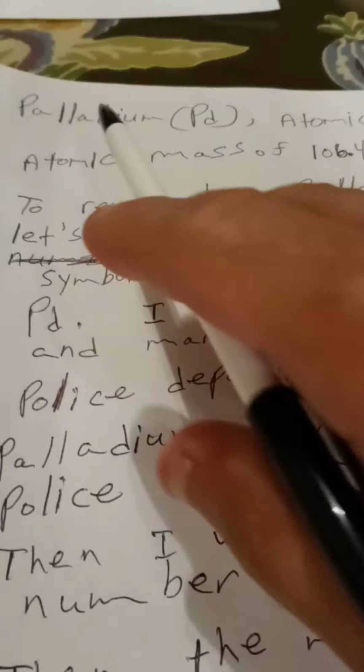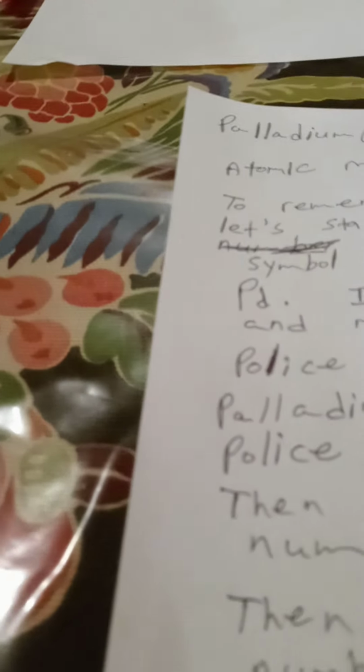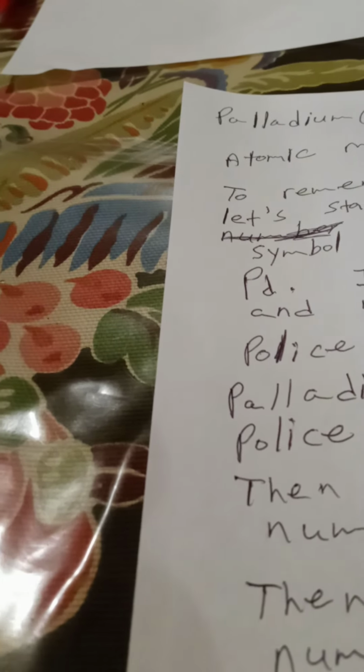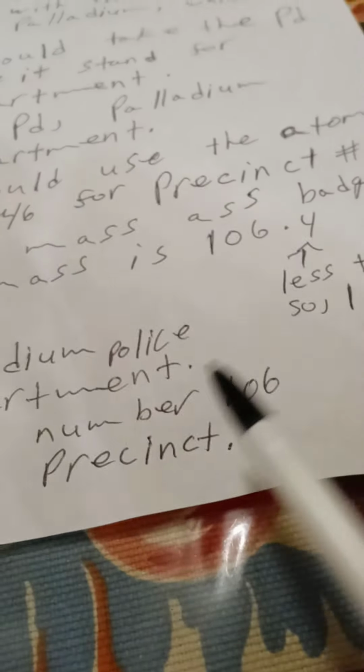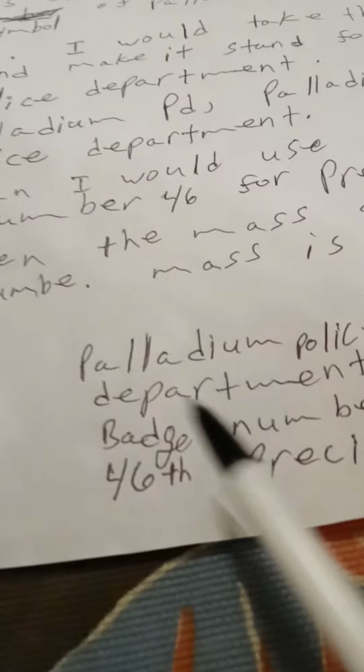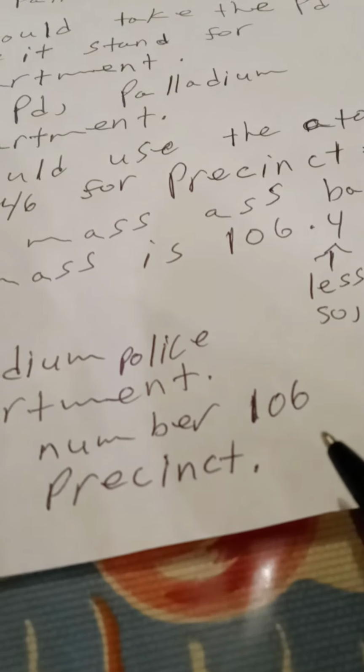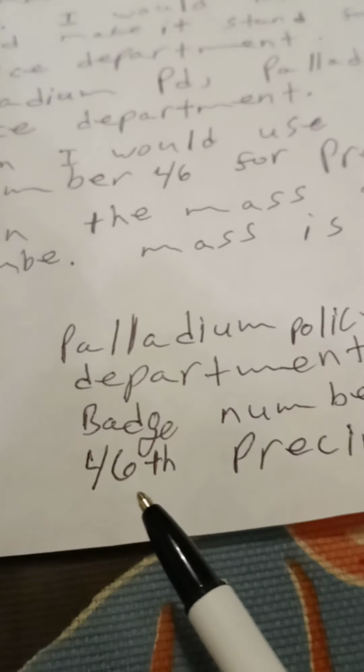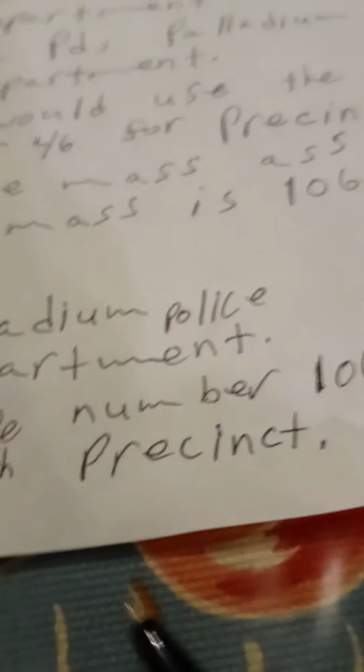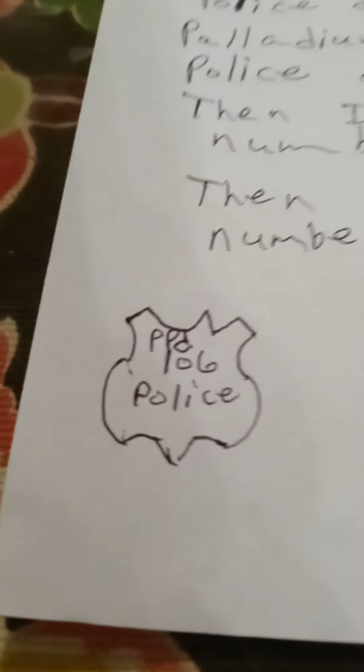And to remember Palladium, you remember a city called Palladium. Okay, precinct number 46, atomic number, and that's it. And you have a badge number 106 for the mass. Okay? And there you go. There's the badge right there. Okay? And there's the information. Palladium Police Department. Okay? And then you got badge number 106 for the mass. And you got 46th, whatever, precinct. And there you get the badge.